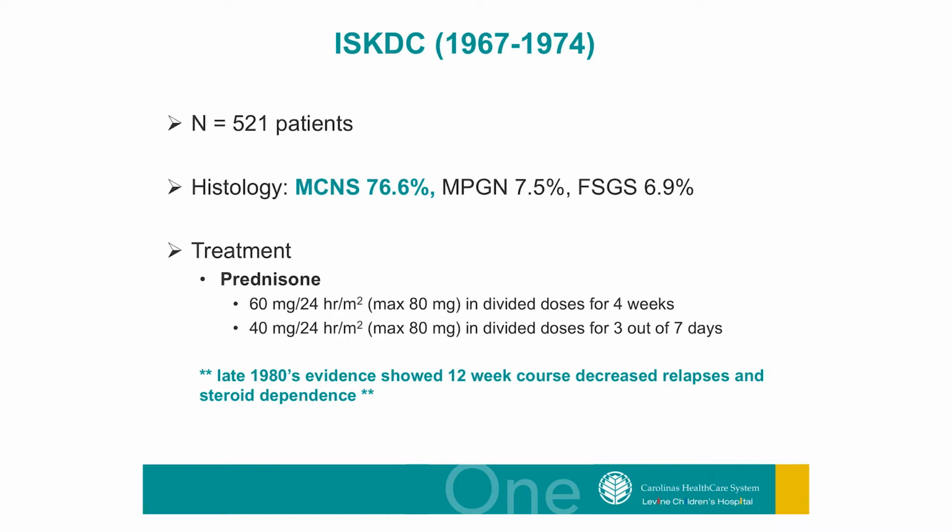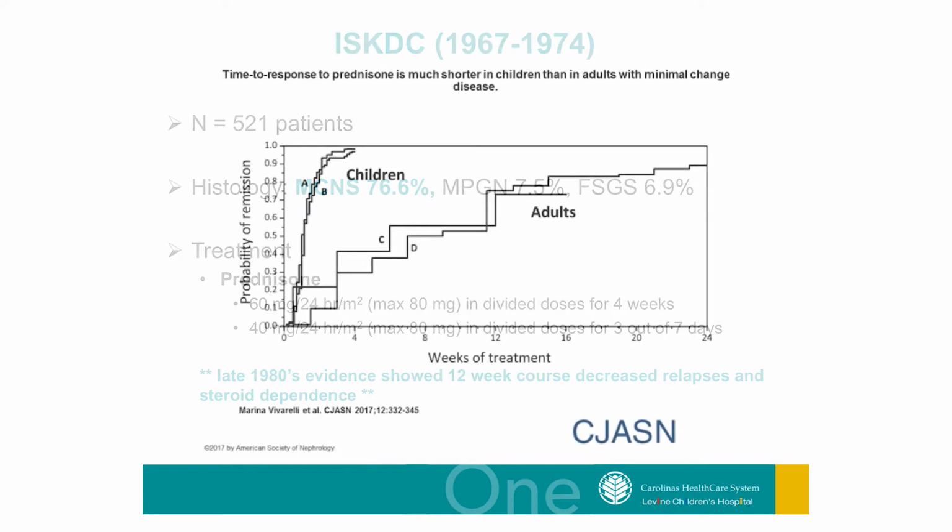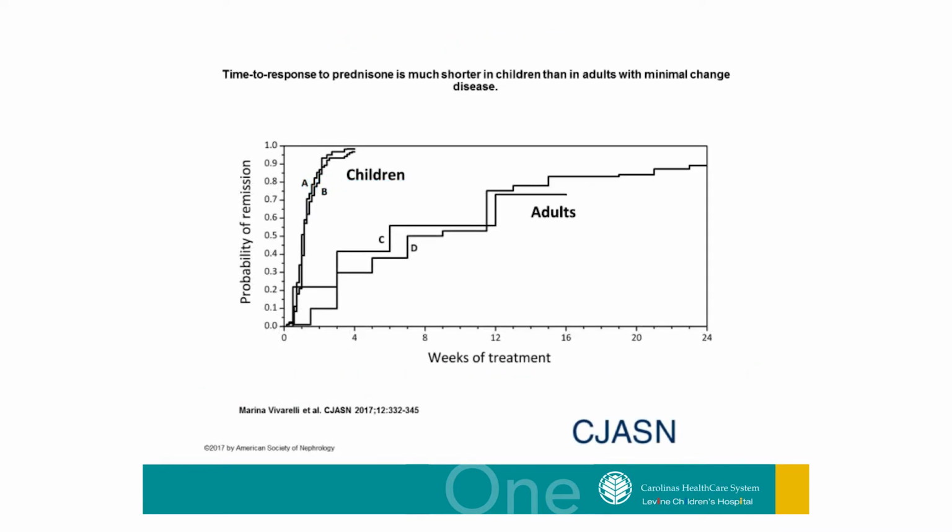This went into play. And back in the 80s, some European studies showed that maybe a 12-week course, kind of mimicking what they've done in the adult population, which is even a longer course, showed better response and less frequent relapses in this population. So back in the late 80s to early 90s, we went from 8 weeks of steroid therapy to 12 weeks of steroid therapy.